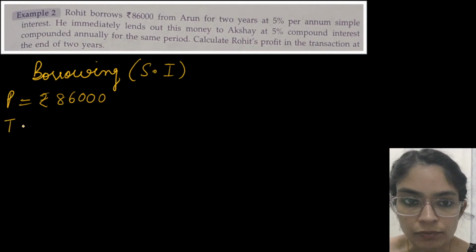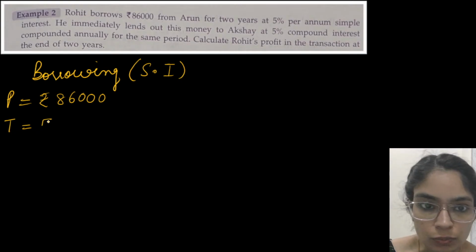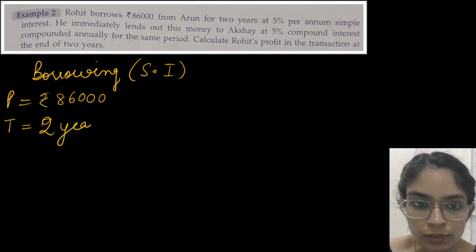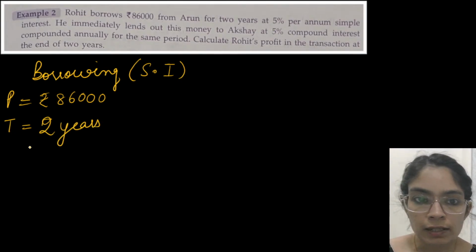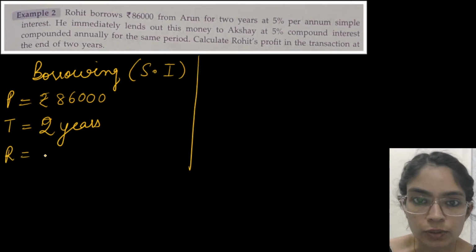So time period for this one I am writing with capital T. This is 2 years. Time period is 2 years. Then rate of interest with capital R, because this is the information about simple interest. So R is equals to 5%.